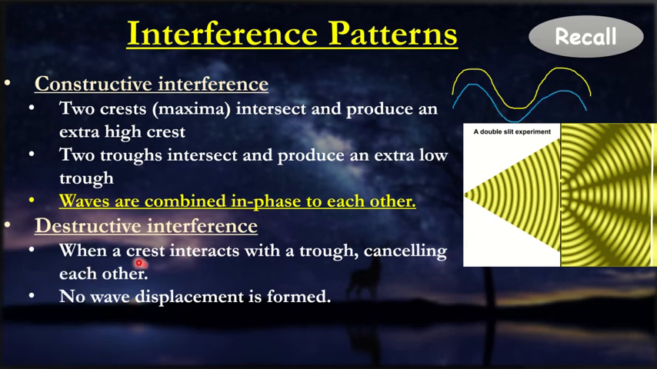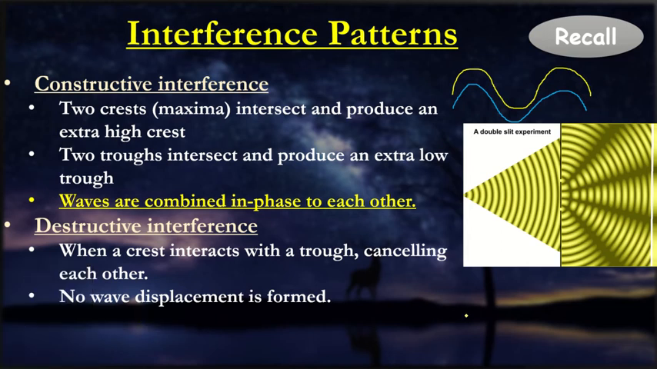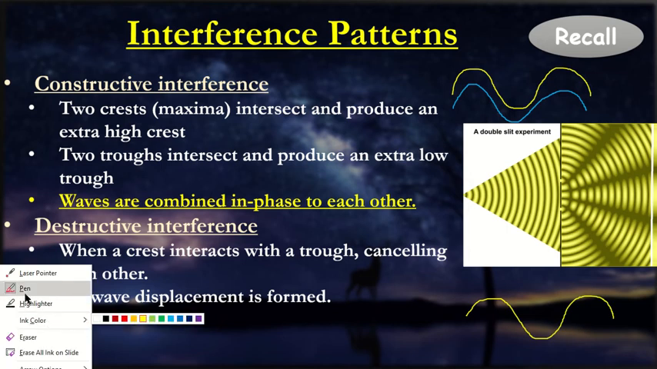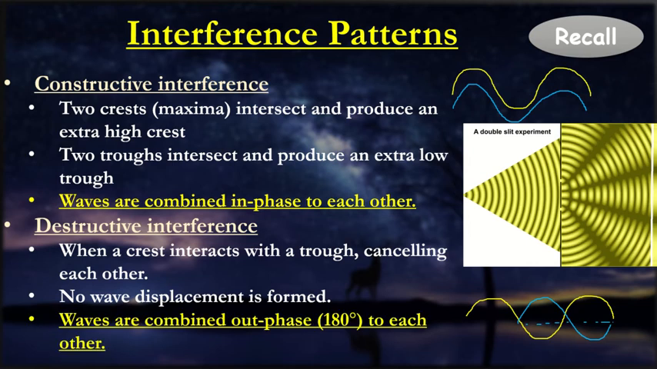Then we have destructive interference, where you have a crest and a trough coming in at opposite times to each other, and they essentially cancel each other out. So I can have one wave coming like this, and then another wave that is coming out of phase with this wave, and as you can see, the resultant wave would cause some kind of cancelling out between these two.